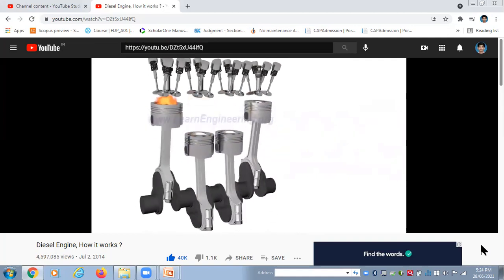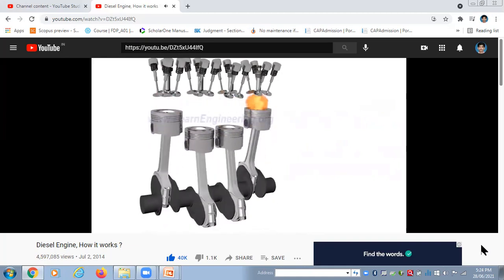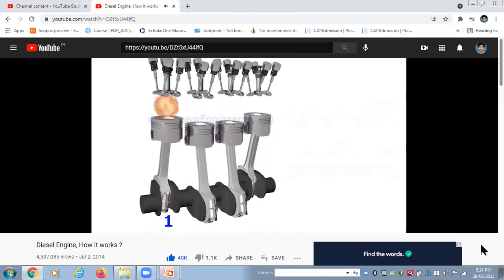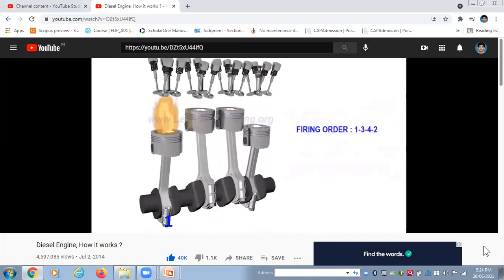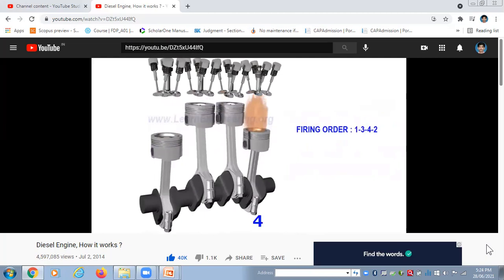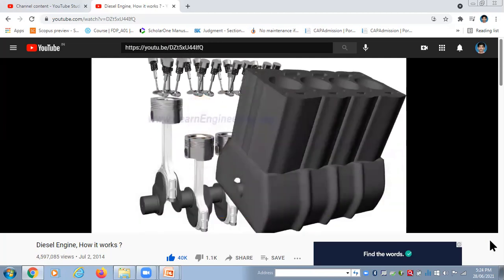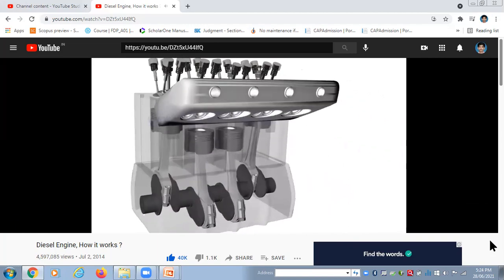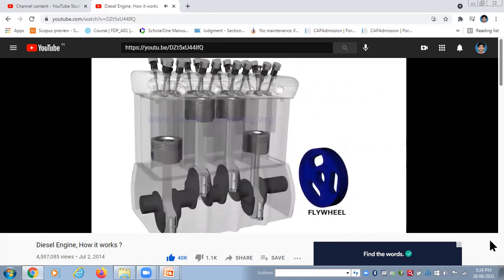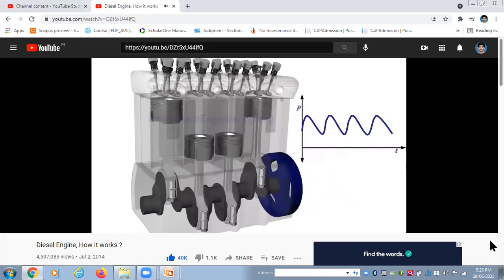A 4-cylinder engine generally operates on the following firing order. A heavy flywheel, which acts like a power reservoir, further helps in smoothing out non-uniformity of power.